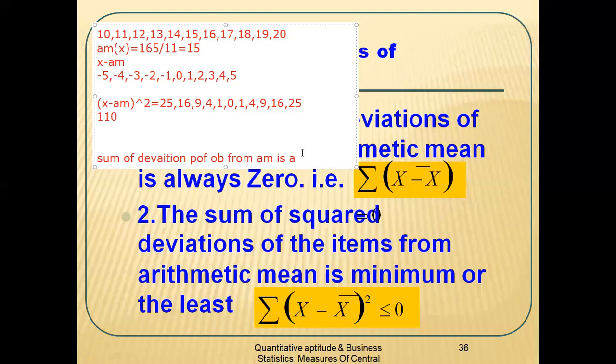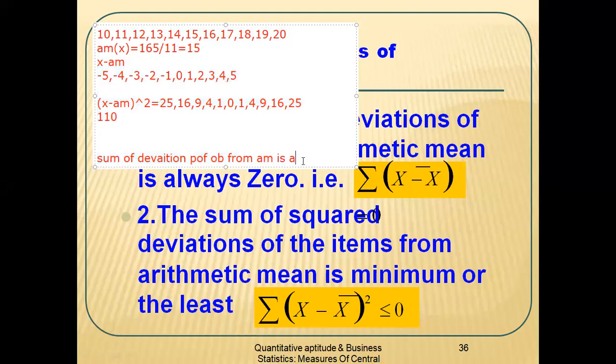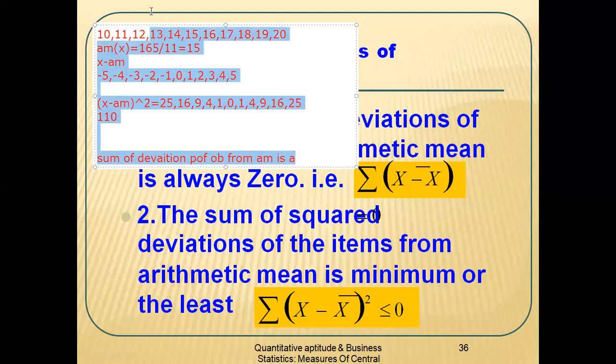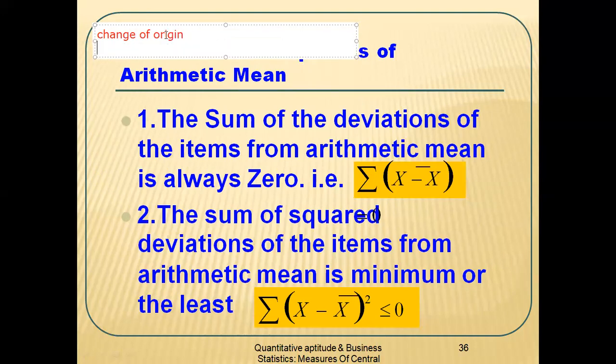Now let us discuss property number 3. Now you should know a certain point called change of origin. So what do you mean by change of origin? Let us discuss the next concept, that is change of origin, and the next one is change of scale. Now, what does change of origin mean?